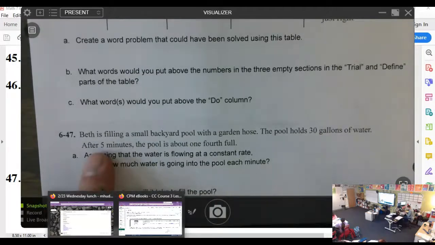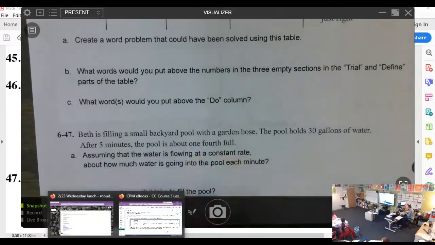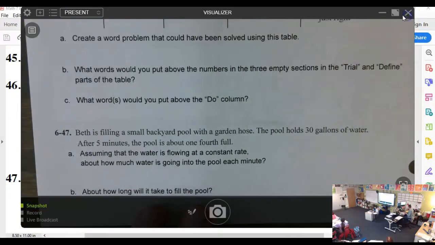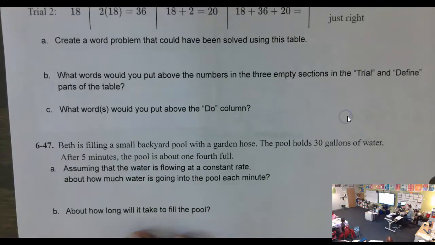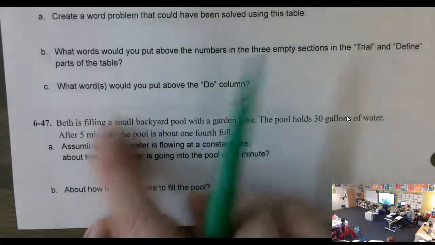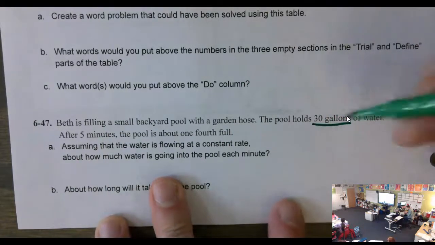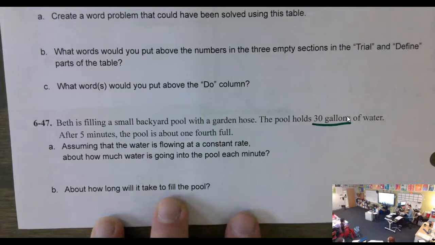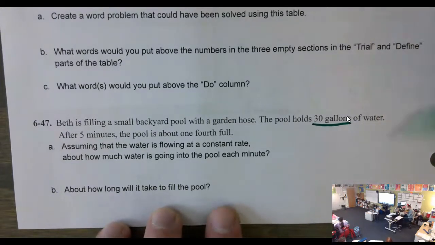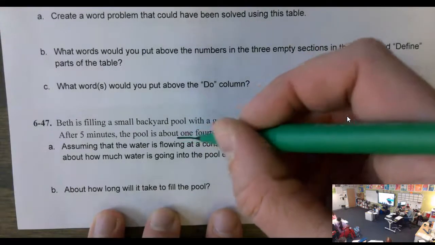So 5 minutes and 1/4 of the way full. Guys, anytime I have 2 different labels, I'm thinking about a proportion. But I also know the pool is going to hold 30 gallons. Amanda, you with me? You look bored. Because I don't think you have this done since your binder's not here.